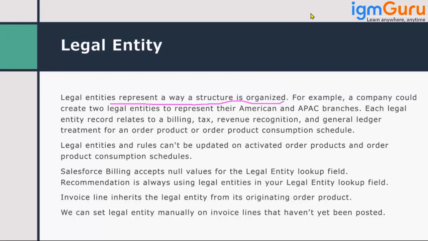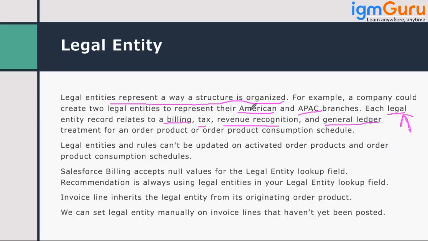For example, let's say a company divides its entire organization structure into two legal entities: one for the Americas and one for APAC branches. Now, what gets attached to this legal entity? That is why I said this is the master, because for each legal entity record, all your billing, which means your invoices, your tax, your RevRec, journal treatment, basically the entire finance stuff, is tightly coupled with the legal entity.